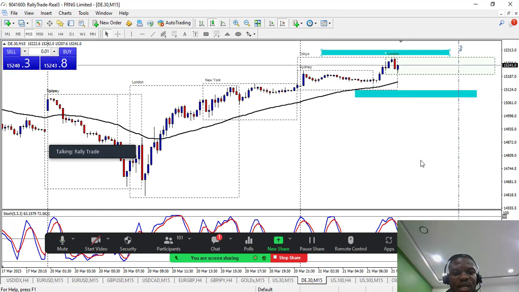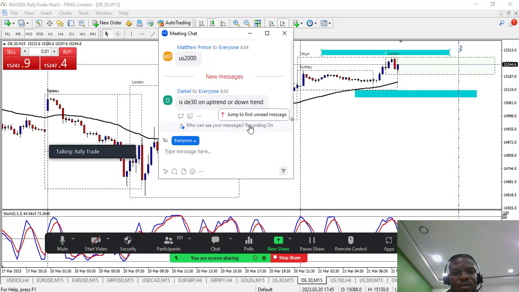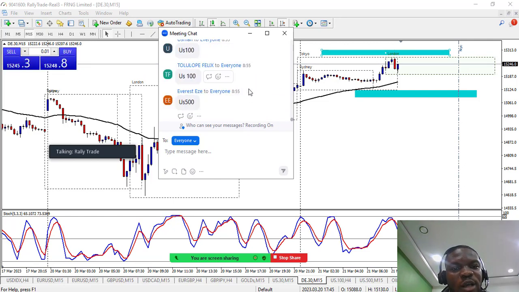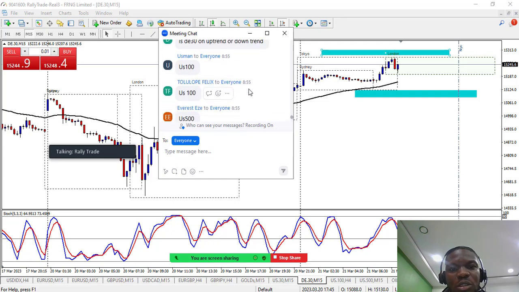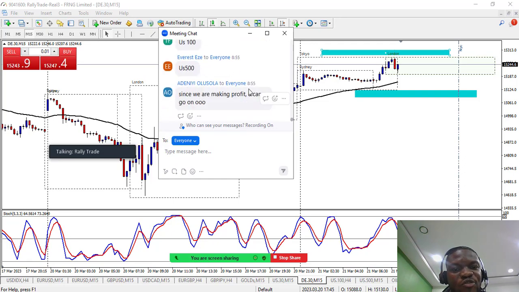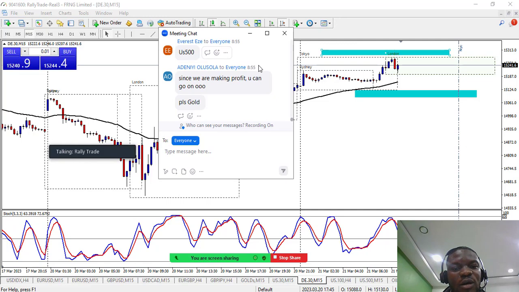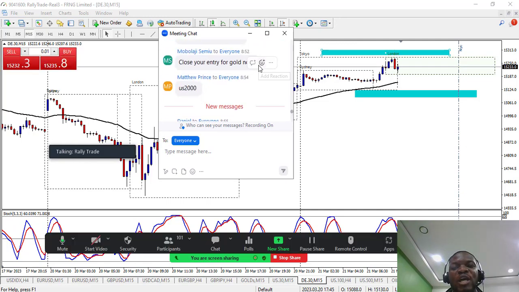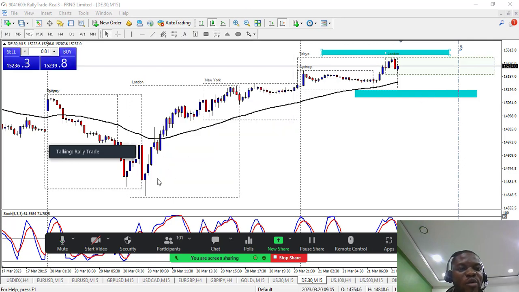All right, so we're making progress. So what other instrument do you want us to do? I can see someone is saying US 2000. Okay, someone, okay, US 100. Please, I'm going to be taking all the questions one after the other. We have so many questions here. Okay, Adeni is saying, since you are making profit, you can go ahead. Okay, please. We have done gold. Okay, let's look at US 100.